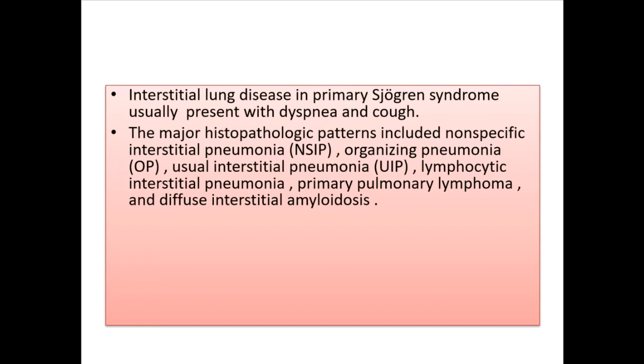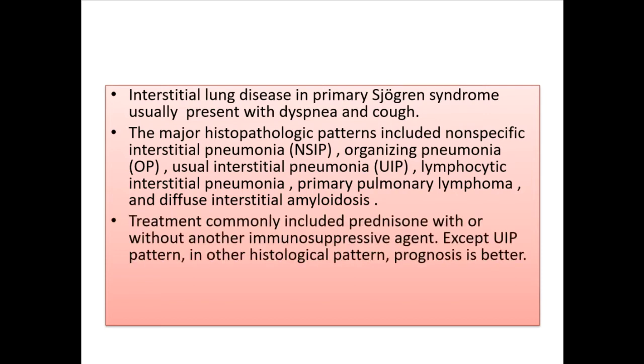The major histopathologic patterns included non-specific interstitial pneumonia, NSIP, organizing pneumonia, OP, usual interstitial pneumonia, UIP, lymphocytic interstitial pneumonia, primary pulmonary lymphoma, and diffuse interstitial amyloidosis. Treatment commonly included prednisone with or without another immunosuppressive agent. Except for the UIP pattern, in other histological patterns, prognosis is better.